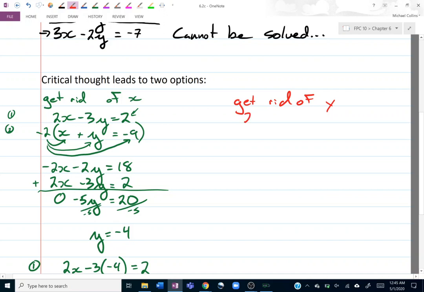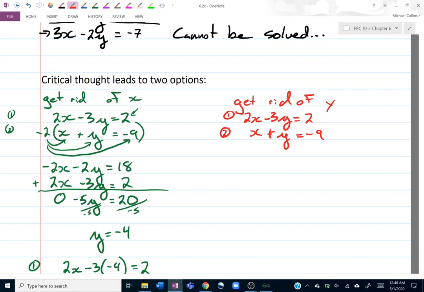My first equation again is 2x minus 3y is equal to 2, and this little 1 is helpful for me to talk about things, but you don't need to write it. And my second equation is x plus y is equal to negative 9. So I'm going to look at this second equation again, equation number 2, and try and think about what I can multiply the whole thing by to get rid of my y term.